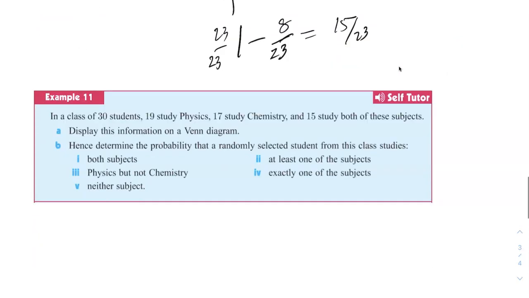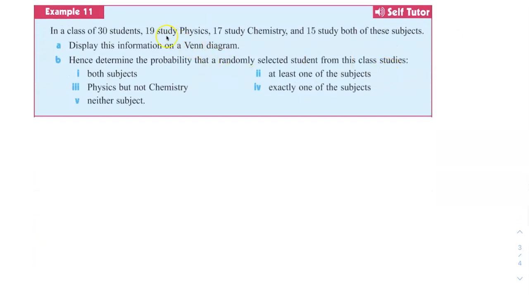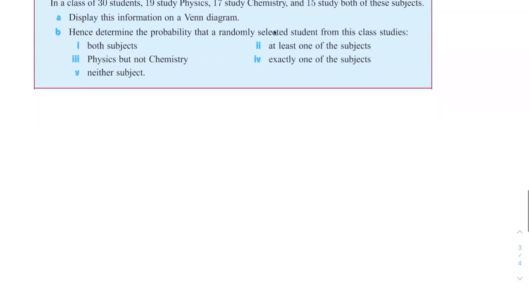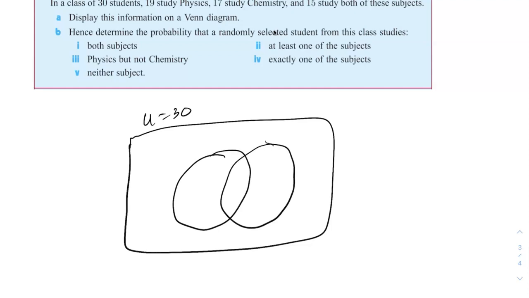Okay, next one. In a class of 30 students, 19 study physics, 17 study chemistry, and 15 study both subjects. Display this information in a Venn diagram. Ooh, it's been a while since I've done a Venn diagram like this. So here's my Venn diagram. The universe has 30 students. It looks like we have physics, chemistry.